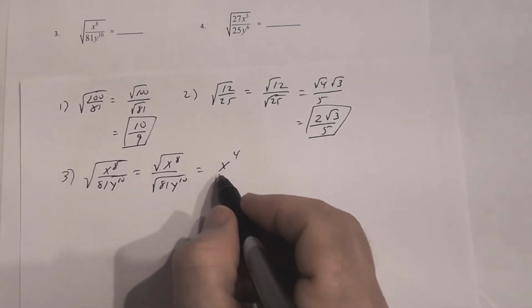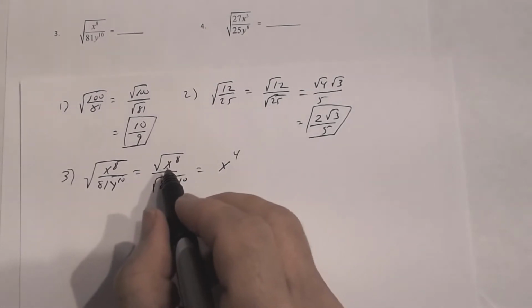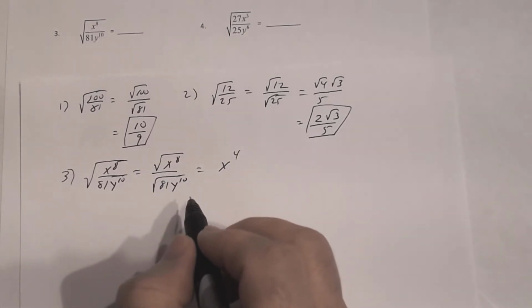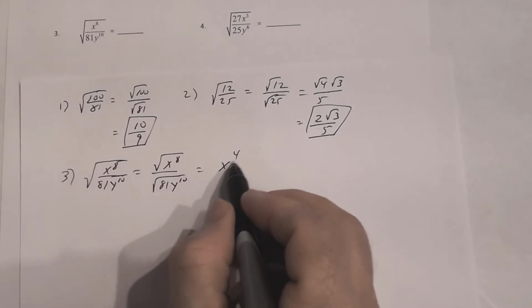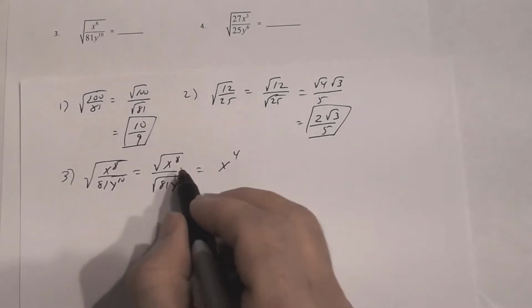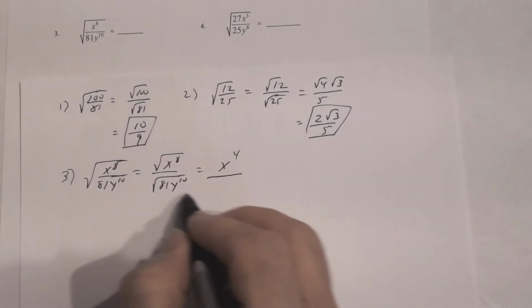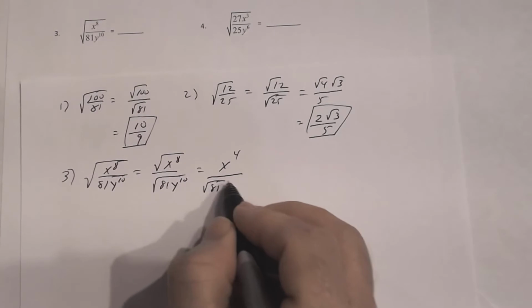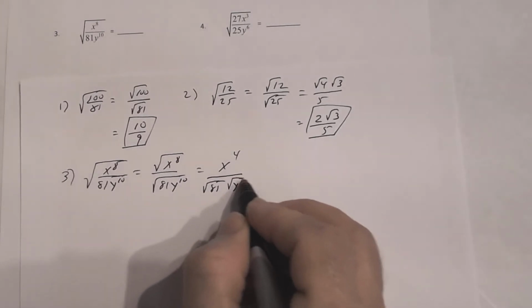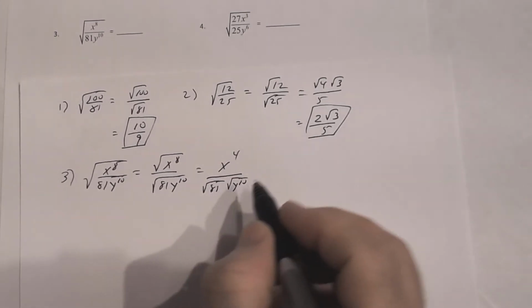Not the square root of x to the 4th, because the square root of x to the 4th is not the same as the square root of x to the 8th. And it makes sense because x to the 4th times x to the 4th is x to the 8th. Okay, and then the denominator, I'm going to rewrite this as the square root of 81 using a product rule times the square root of y to the 10th, and then simplify each one of these.